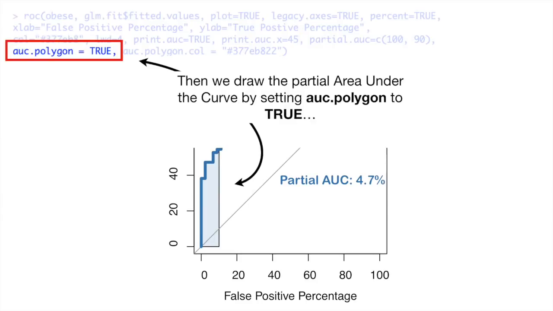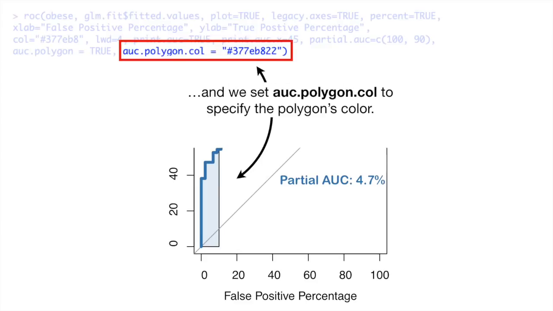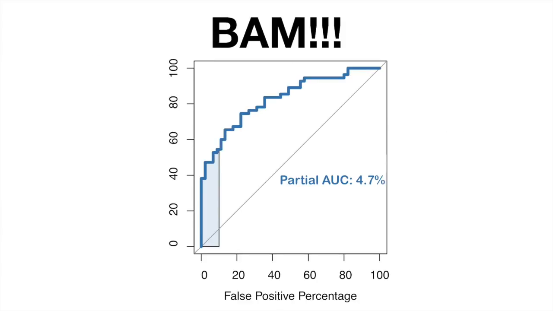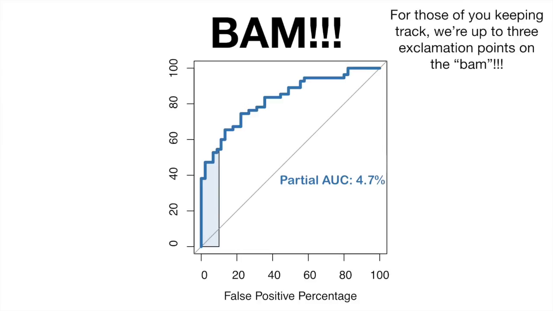Then we draw the partial area under the curve by setting auc.polygon to true. And we set auc.polygon.col to specify the polygon's color. Note, I use the same RGB numbers that I used to make the line blue. However, I added 2 digits to the end to make the color semi-transparent. Bam! For those of you keeping track, we're up to 3 exclamation points on the bam.